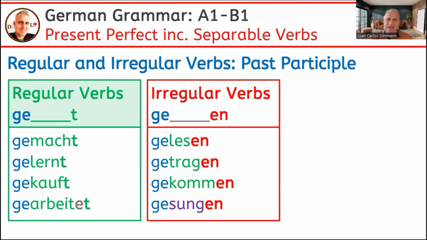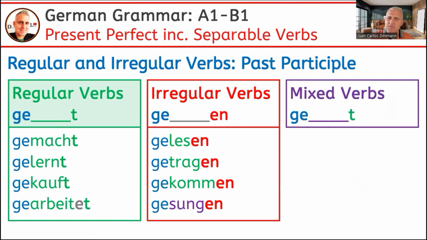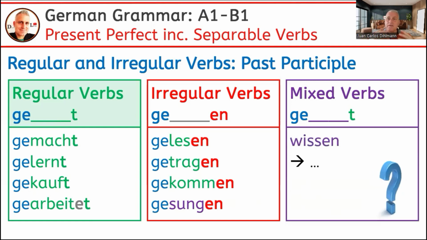But that's not all. We have regular verbs, we have irregular verbs, and we also have mixed verbs. What does that mean? This is the pattern for the mixed verbs. The beginning is just the same. We have g. The ending is the regular ending, but you will see that in the middle, the verb root will always be very irregular. Let's have a look. Let's take wissen, which means to know.